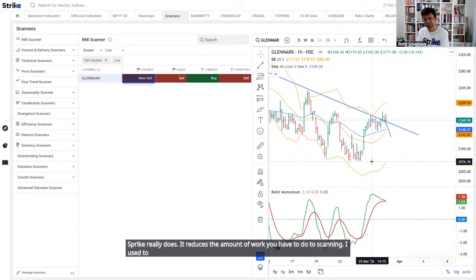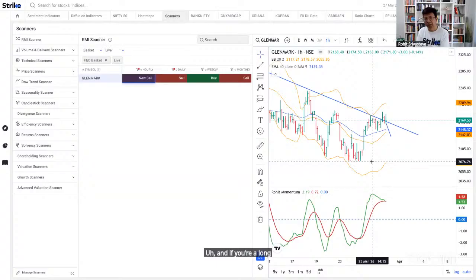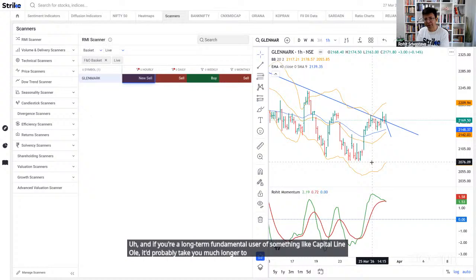I used to have to do this on Metastock and wait for minutes. And if you're a long-term fundamental user of something like Capitaline, it probably takes you much longer to get a scan, because first you have to write the script, the query code. I've used it for decades for fundamental scanning.